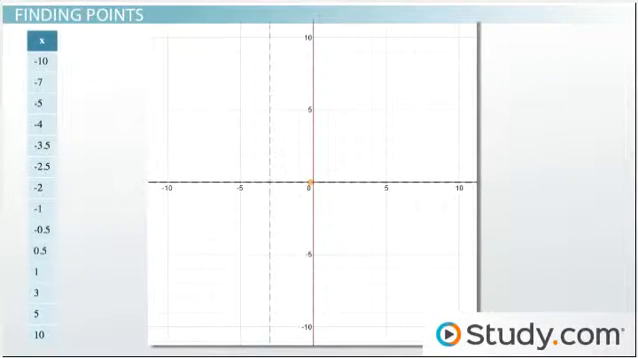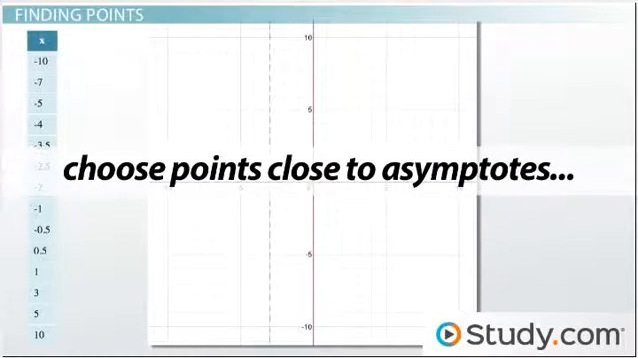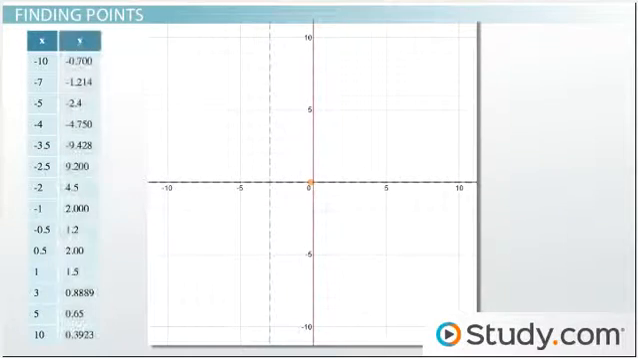Now let's plot a few points. I am choosing some x values between 0 and 3, as well as some numbers above 0 and below negative 3. I'm going to make a table with my points. What I am doing is plugging in my x and calculating the value for y. The points I picked were close to my vertical asymptotes, and then further away to see what happens to the graph as it gets farther away. I can plot all these points on my graph to see what kind of behavior I get.